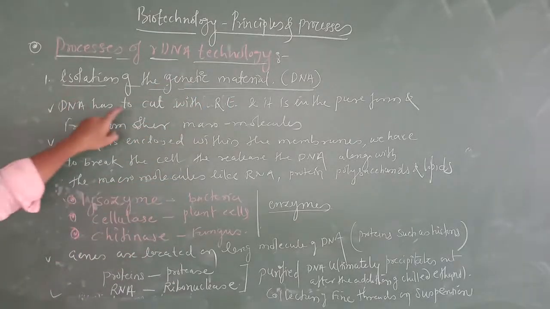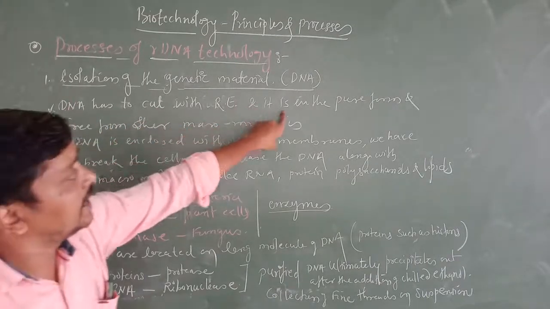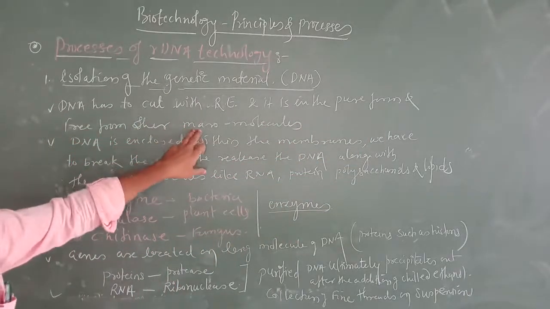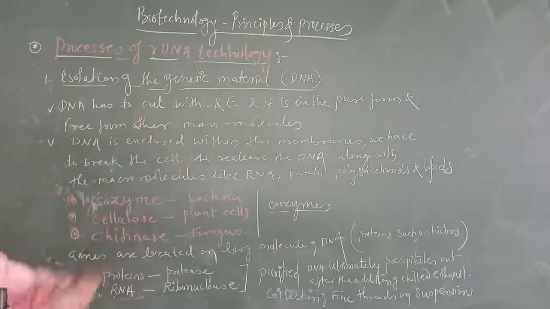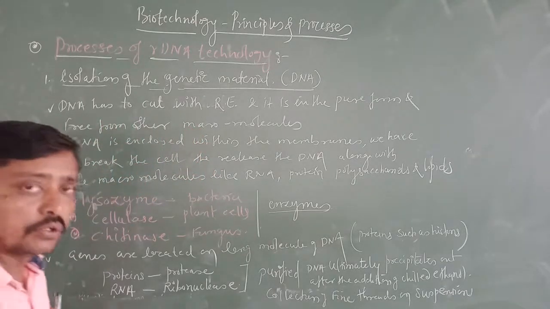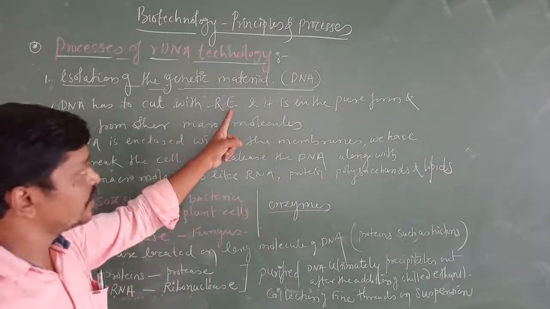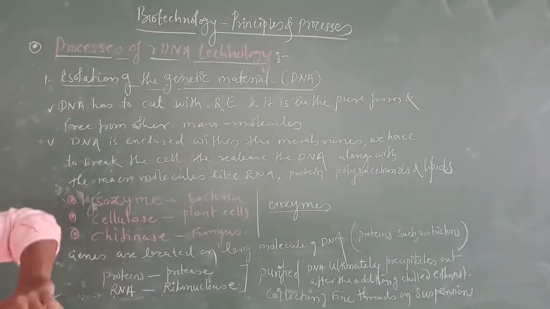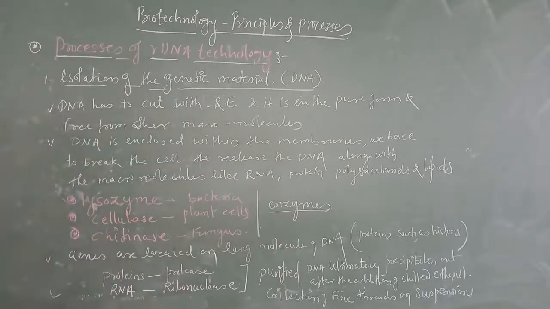Here, the DNA has to be cut. First, we cut the DNA with restriction enzymes, so that it is in the pure form and free from other macromolecules. As I told you, DNA is associated with other macromolecules, so when isolating the DNA, you cut it with restriction enzymes. Then you extract it in the pure form, free from other macromolecules.